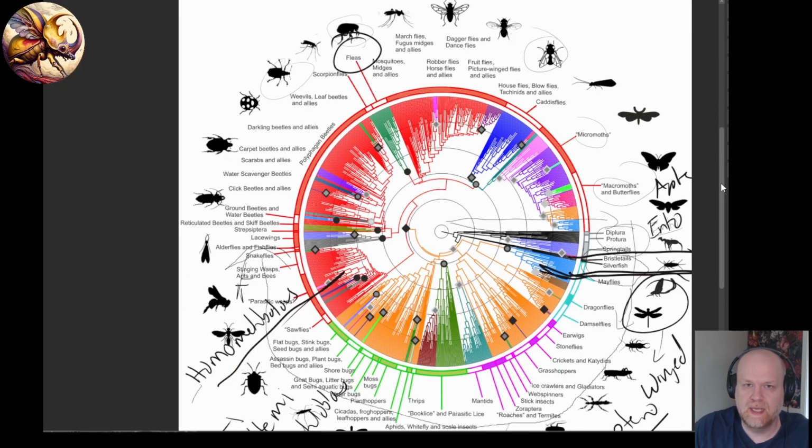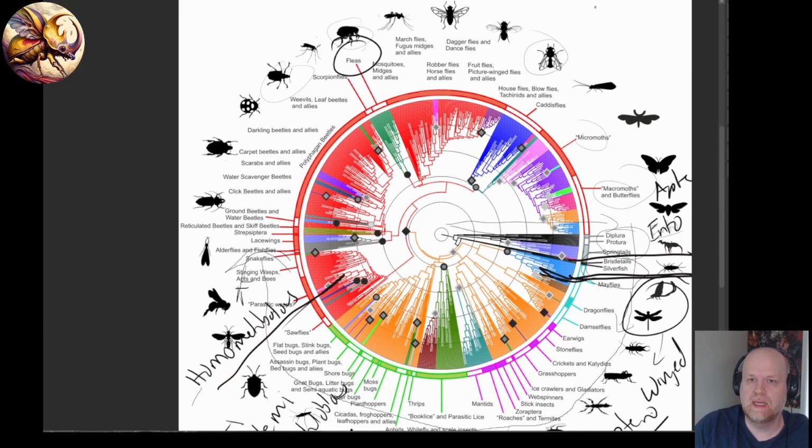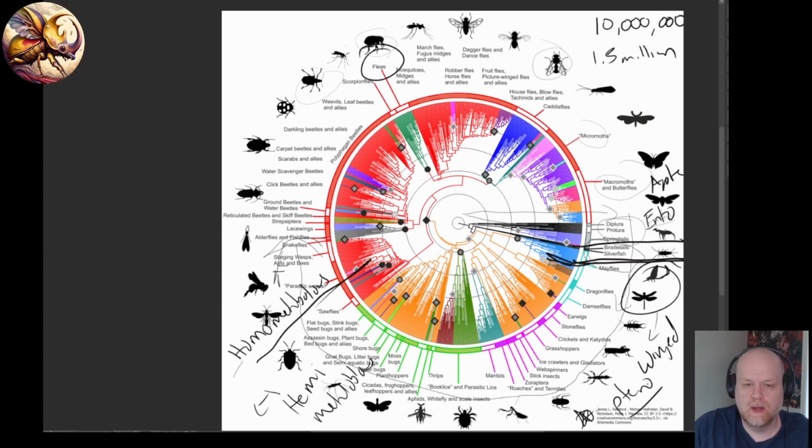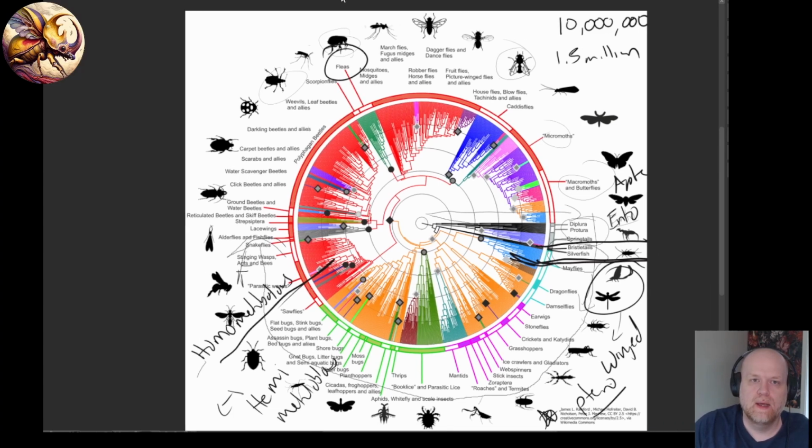Like I've said before, the insects are estimated to be probably 10 million species strong, and we know about 1.5 million now. But just as an interesting point, if we're talking about all life on Earth, insects are like 80% of animals. Trying to draw with my mouse is difficult. So insects represent 80% of animals, but they only represent maybe 10% of the life on Earth.